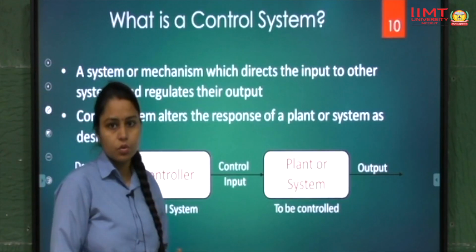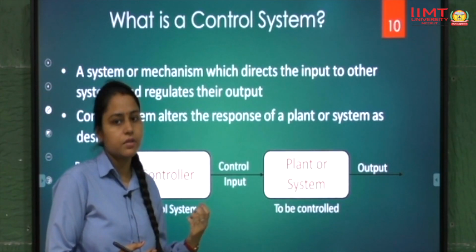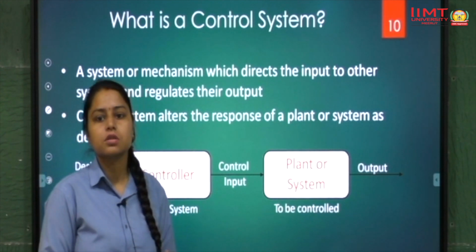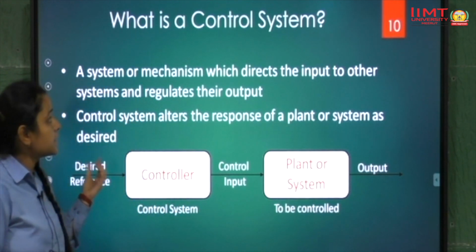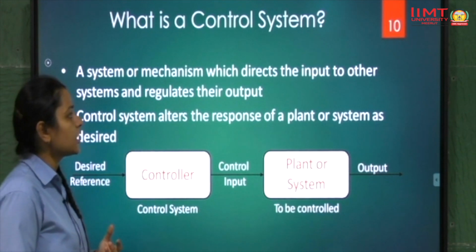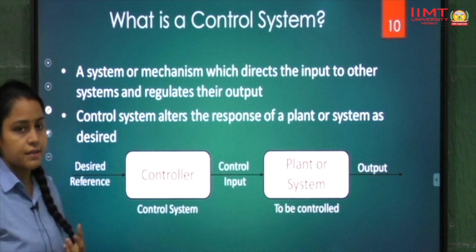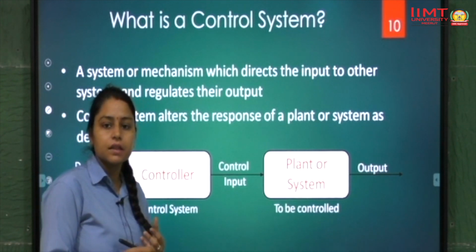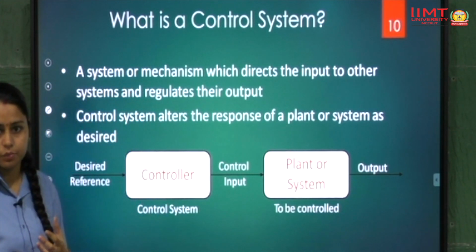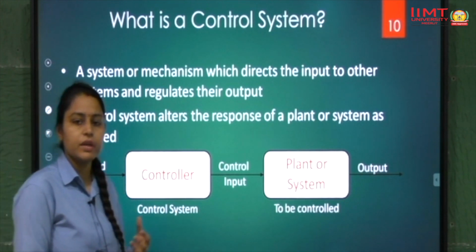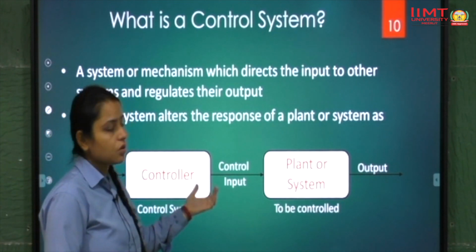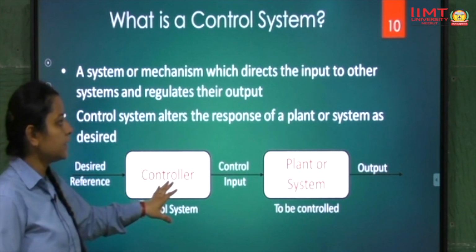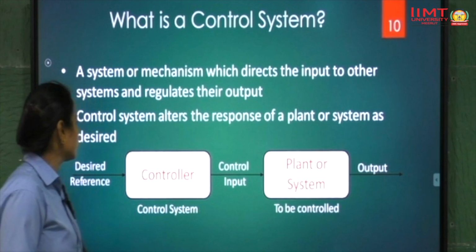What is a control system? Till now we have studied the systems. There are so many systems, but what makes a system a control system? A system or mechanism which directs the input to another system and regulates their output. If we require a desired output, then we need to control a system's input with respect to output, so we get the desired output. This is called the control system. A control system alters the response of the plant or system as desired.